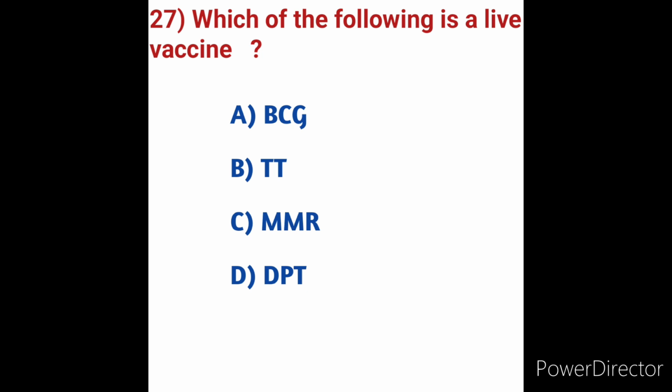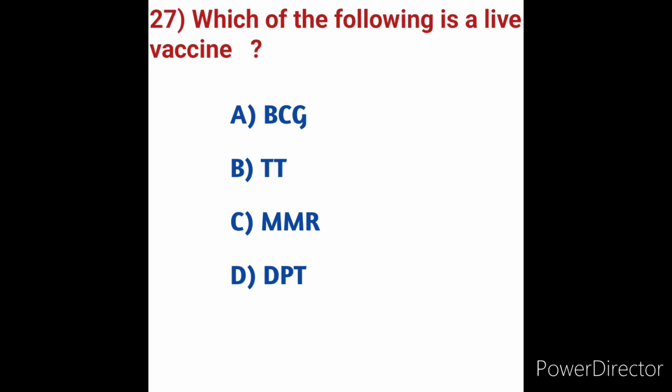So here in this option, which of the following is a live vaccine from the options? Option C, MMR is the correct answer. Not only MMR, live vaccines like rotavirus, smallpox, chickenpox, yellow fever all come under live vaccines. But here in this option, option C, MMR is the correct answer. Sorry friends, I didn't mark the answer here. Just write down MMR is the correct answer here.